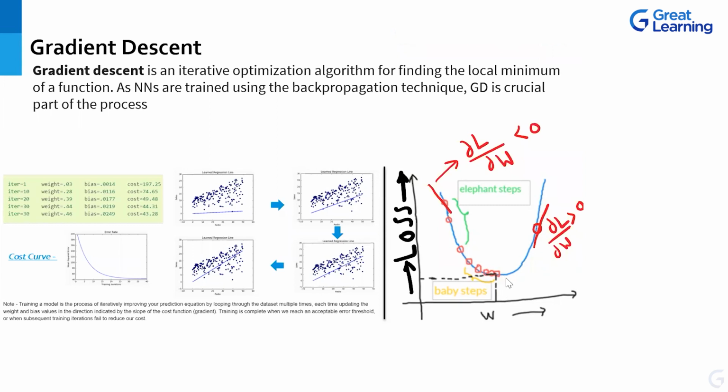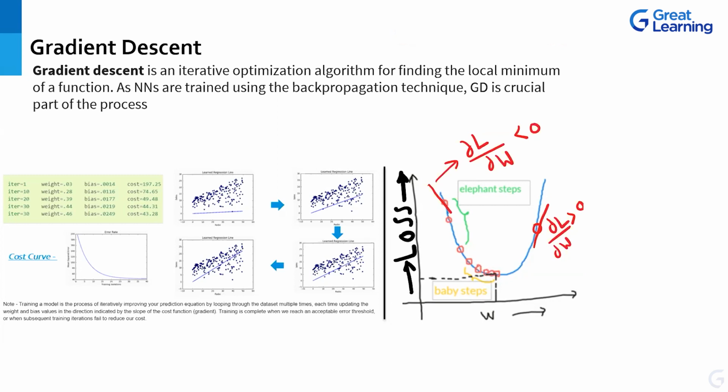So if the slope of the loss function with respect to the parameter is positive, then we have to reduce the weight size to reach the minimum point. If the slope is negative, then we have to increase the weight size to reach the minimum point. That's the rule. So that direction we got, and with the slope, we get the direction.